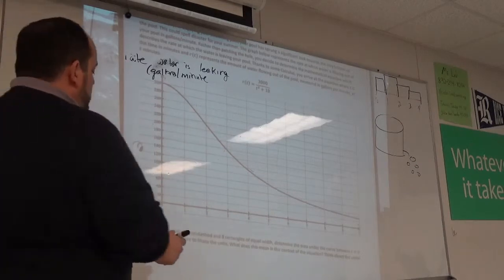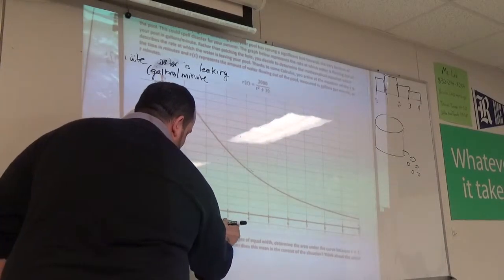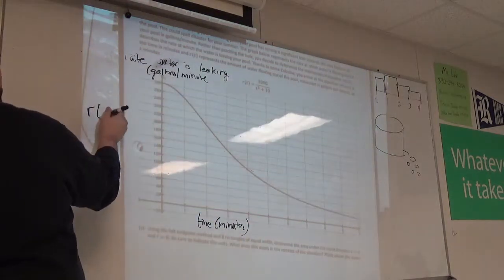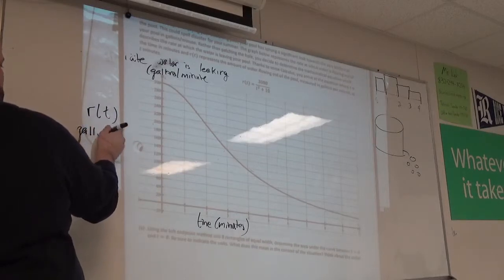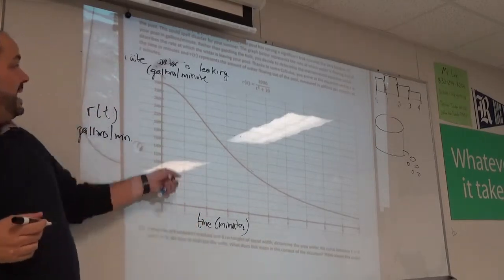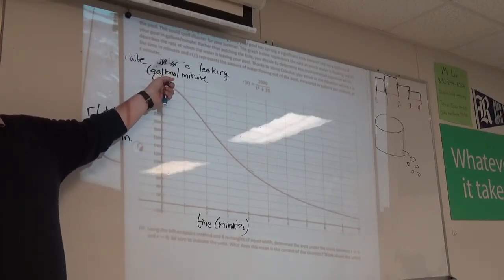Only at x equals 0? How about t? Right, so on this axis we're measuring time and the units are minutes. And on this axis we're measuring r of t, and that's going to be gallons per minute. And I love your answer. You said at time t equals 0, the water is leaking out at a rate of 300 gallons per minute.